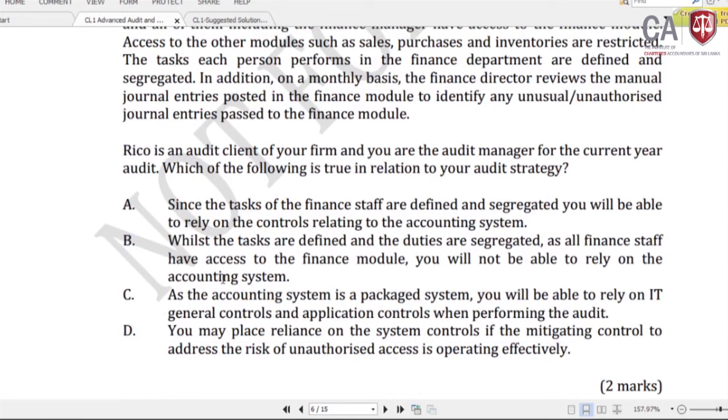And answer C: as the accounting system is a package system, you will be able to rely on IT general and application controls when performing the audit. Just because it is an accounting system which you purchased, that doesn't mean that every system has proper general controls and application controls. Without testing it, you can't do so. That is also not a correct answer. Answer D: you may rely on the system control if the mitigating control to address the risk of unauthorized access is operating effectively. So implementation through the test of controls: if any such controls are implemented and the intended objective is achieved, then the auditor can rely on those controls. Therefore, the most appropriate answer is answer D. That is the correct answer.